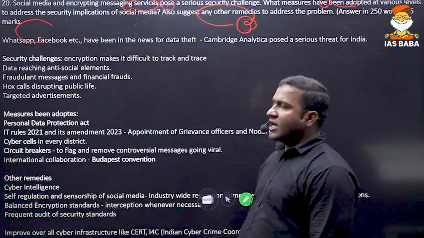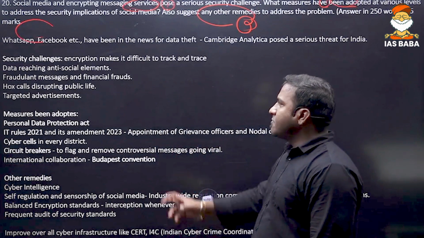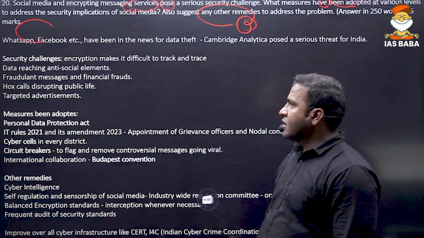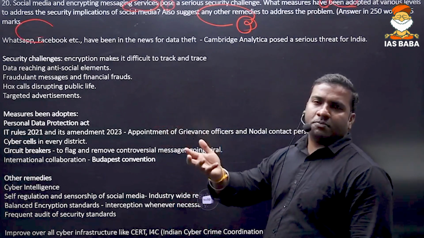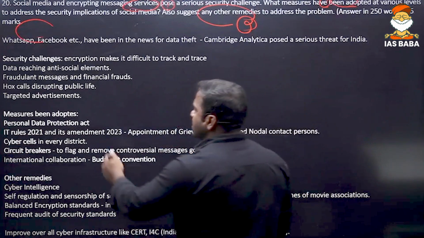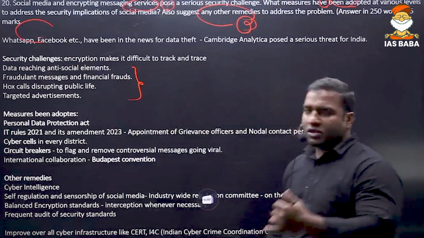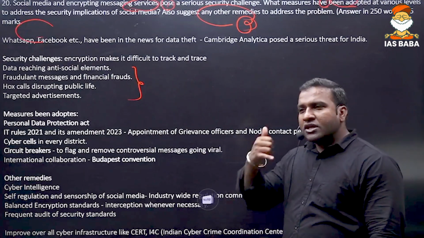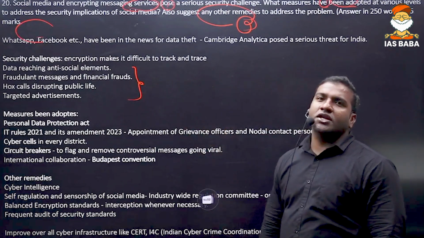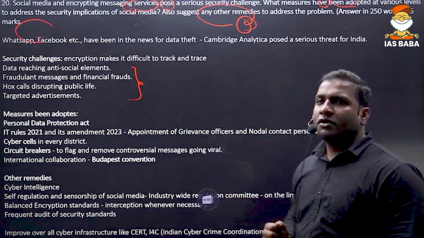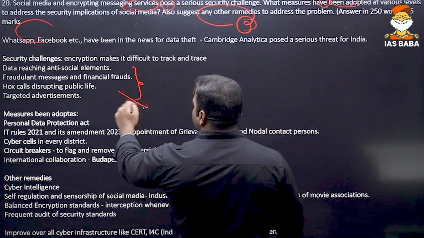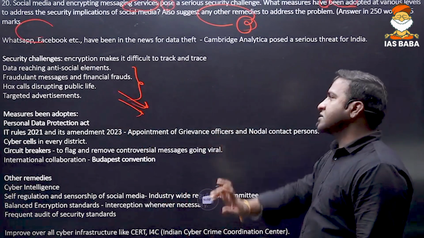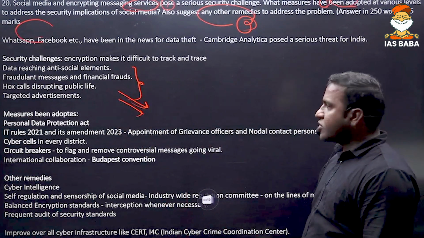Then data reaching antisocial elements, then fraudulent messages and financial frauds that occur because of social media, and hoax calls disrupting public life. Say friends, whenever your messages are encrypted, doing a WhatsApp call or sending a WhatsApp message cannot be tracked and traced. If someone sends a WhatsApp call saying that there is a bomb in Delhi airport, that creates havoc and chaos in the whole region. Such things cannot be tracked and traced because of encryption.